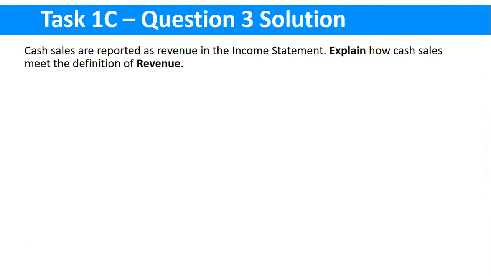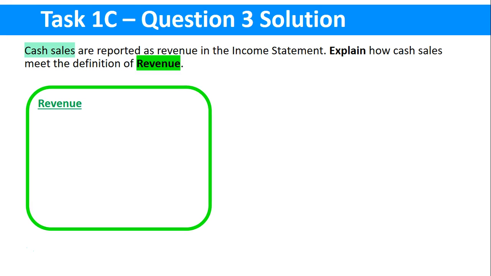Cash sales are reported as revenue in the income statement. Explain how cash sales meet the definition of revenue. So the two important concepts here are cash sales and revenue. So the first thing we'll do is look at the definition of a revenue.